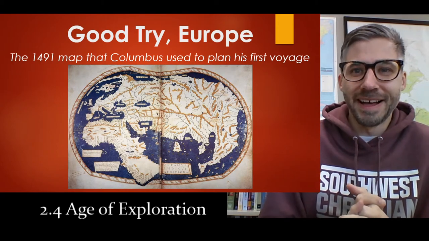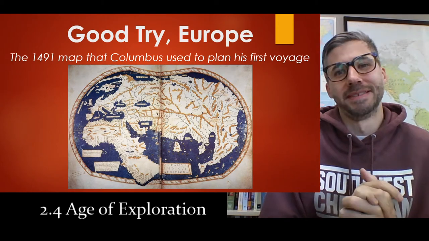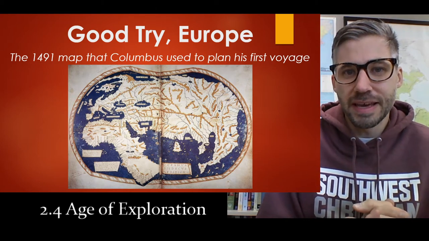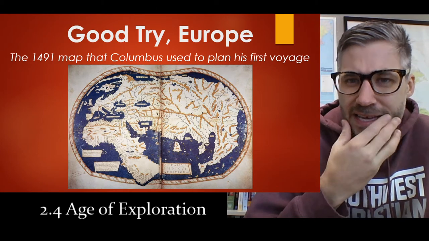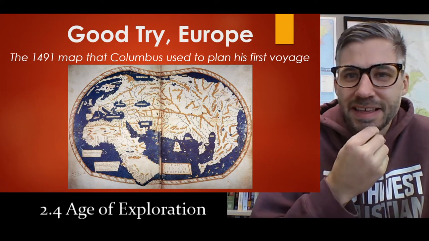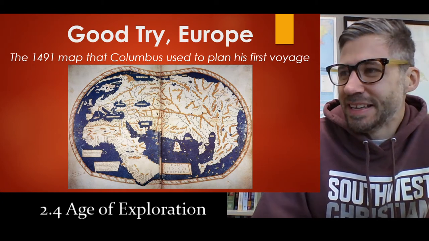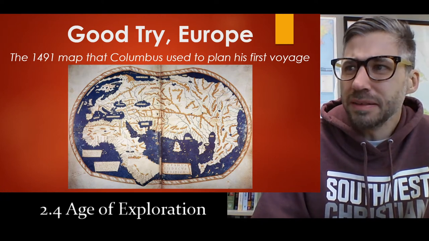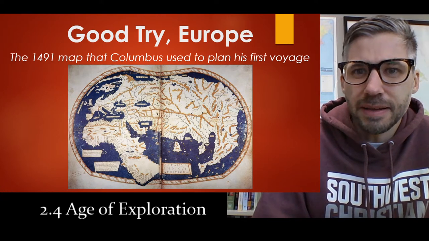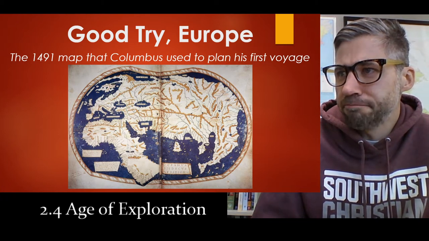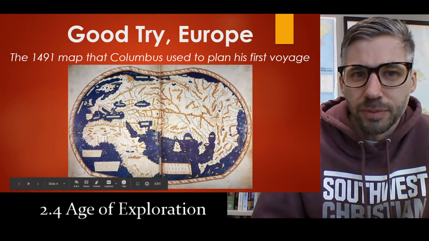All right. Let's start here. This is the map that Christopher Columbus used to plan his first voyage. And you look at this and you say, to a young student or one of my kids, my six-year-old, I'd say, hey, that's a great start, man. I'm proud of you. Look at that. You got Europe. Europe looks pretty all right there. I'm not so sure about all the rest. You know, Africa, we're going to work on that a little bit.